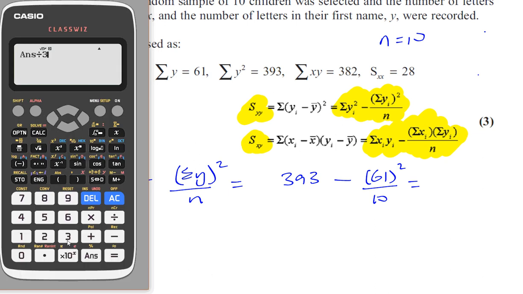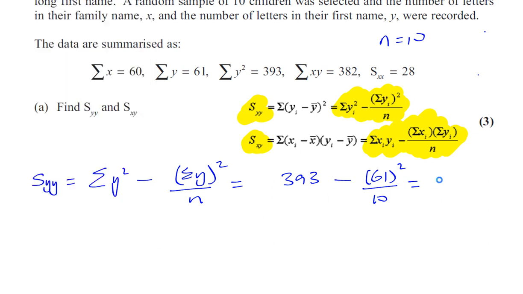So we have 393 minus 61 squared, divided by 10. That gives you 20.9. Okay, that's 20.9. That's how y varies with itself.